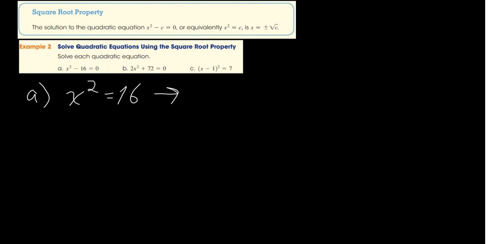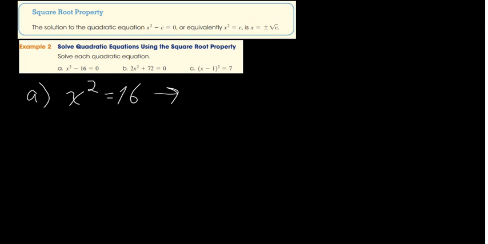Okay. So the square root property: the solution to the quadratic equation x squared minus c is equal to 0, or equivalently x squared is equal to c, I would add that to both sides, is x is equal to plus or minus the square root of c. Now, plus or minus, the reason why is because whenever you take the square root of both sides, you're taking the positive and negative component of that x value. So again, what does that mean?